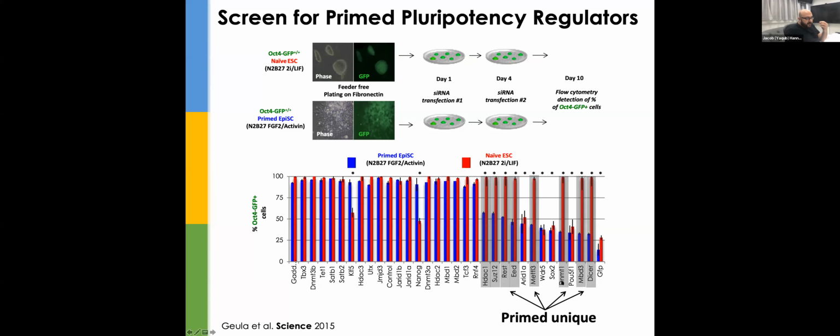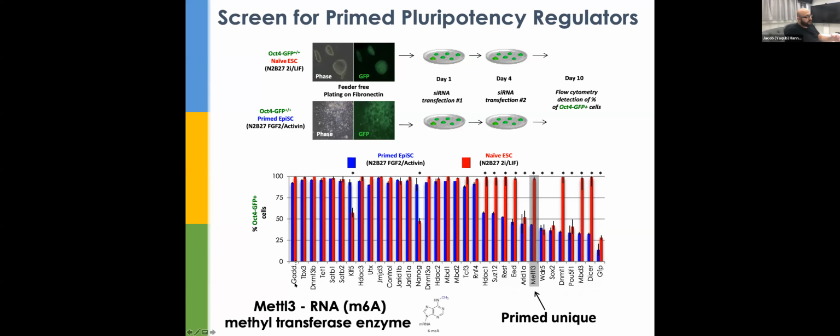And this is already hinting that somehow the primed cells need epigenetic repression. And if you remove these repressors, the cells deteriorate. And we'll get back to that. One of the genes we also looked at is METTL3, which is an RNA methyltransferase, and that's why we joined with Guido Rechavi. And this is also a repressor.